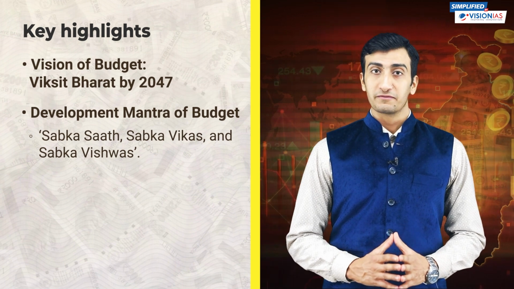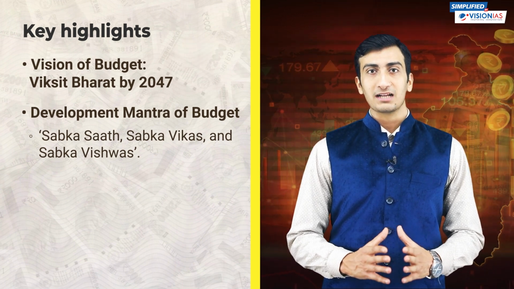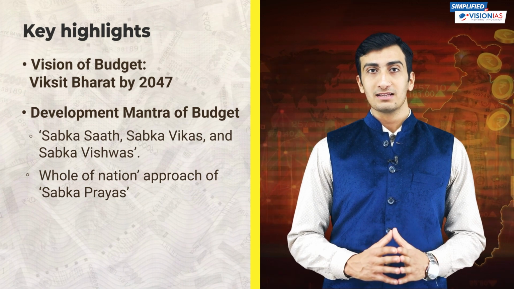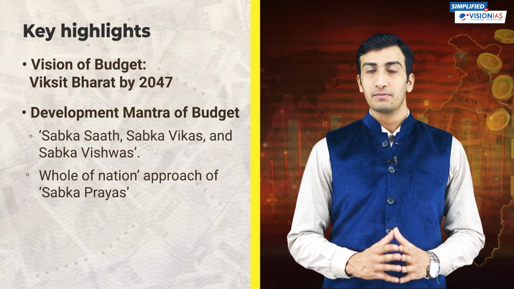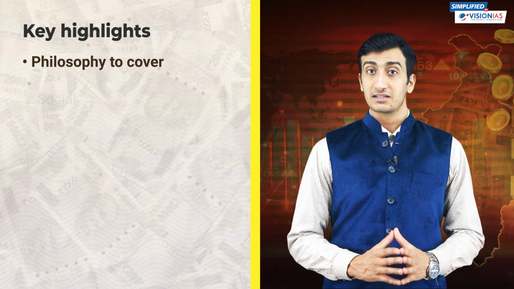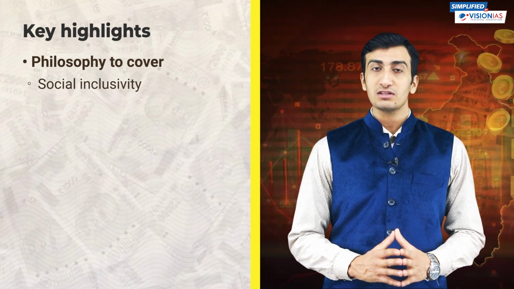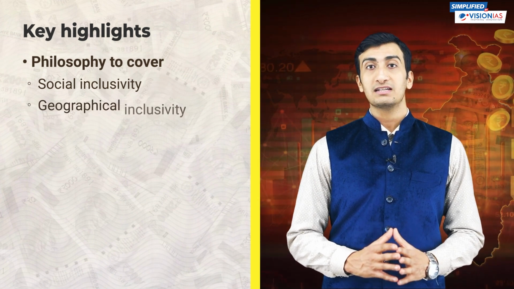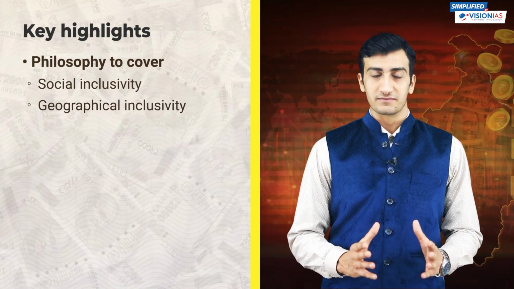This trinity of demography, democracy and diversity backed by the whole nation approach, Sabka Prayas, will fulfill the vision of developed India by 2047. The philosophy is to cover all elements of inclusivity such as social inclusivity via coverage of all strata of the society and geographical inclusivity via development of all regions of the country.